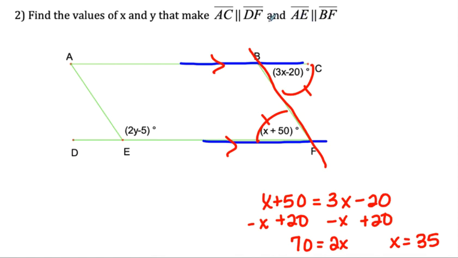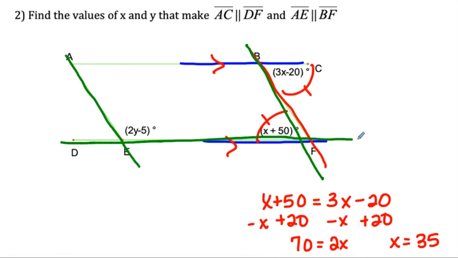But now I want to look at the other side. I want to prove AE and BF parallel. Now, here's AE, and now here's BF. So this would be the transversal I'd be working with, because that's the side of both those angles. Well, if x is 35, then I know this angle is 85 degrees. So I would need 2y minus 5 and 85 to be supplementary because they're same side interior angles. So if this is 85, then 180 minus 85 gives me 95. So I need this angle to be 95 degrees.